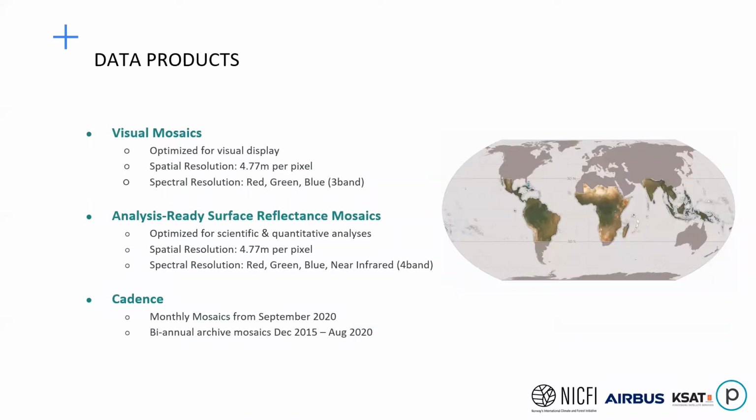So we have monthly mosaics from September 2020, which is when the contract began. The contract's due to run for a maximum of 4 years. And so throughout that time, you will have a monthly mosaic throughout that whole term. And then we also have biannual archive mosaics, which run from December 2015 to August 2020. So all of those archive mosaics are already available to everyone, and then obviously month to month those new monthly monitoring mosaics are becoming available, and again they're covering this whole area.